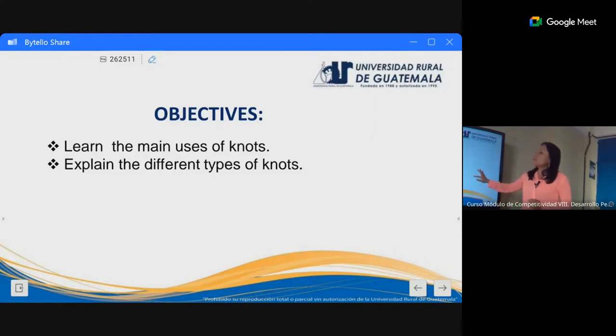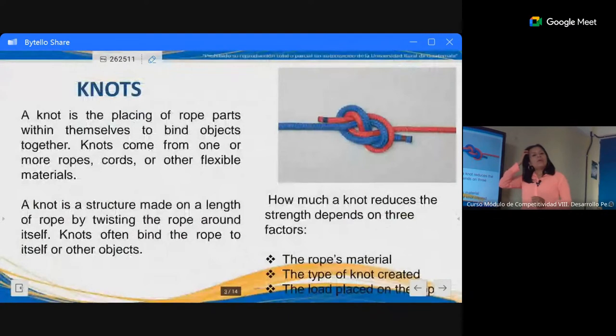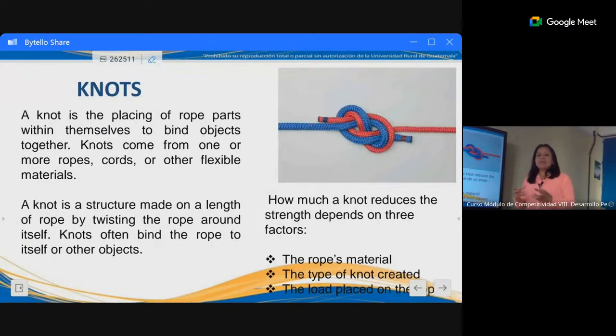Okay, so here, as you already know, most of you know what a knot is. Can you look at the picture? If you don't know the meaning of knot, what does it mean in Spanish? Remember that via Telegram, I sent you an application. Remember that I sent you the application in there. So you just put it in front of your computer and it's going to translate the presentation to Spanish, okay?